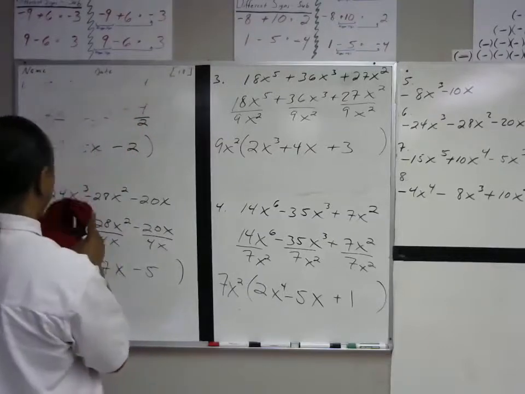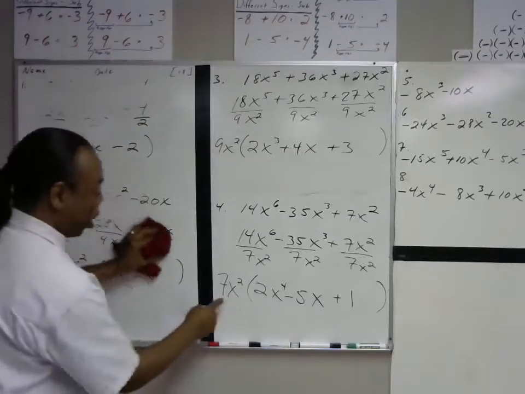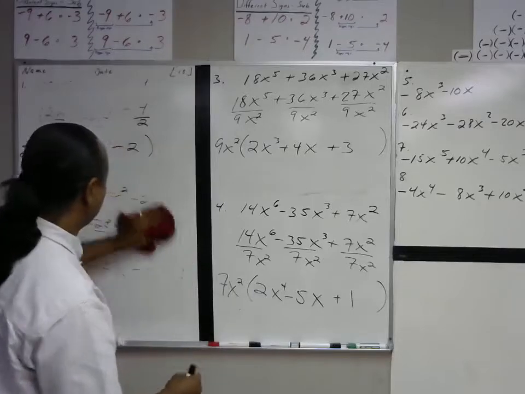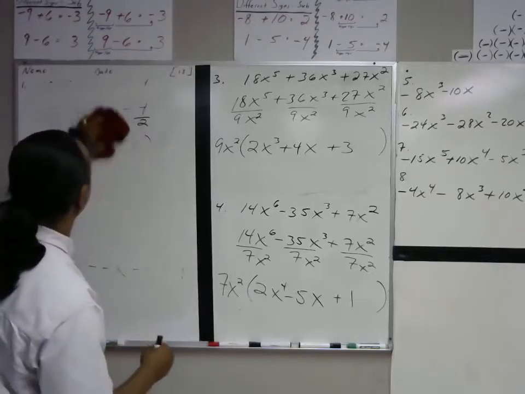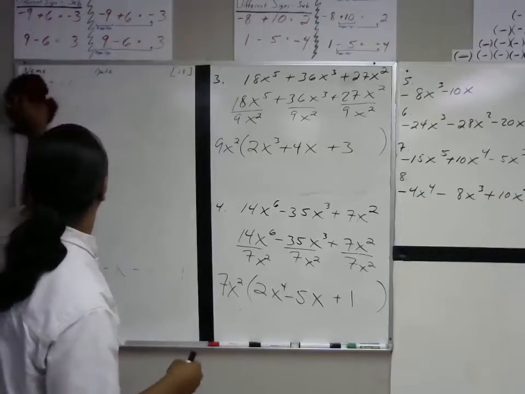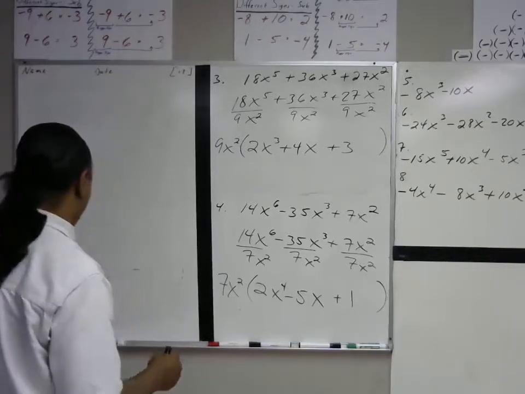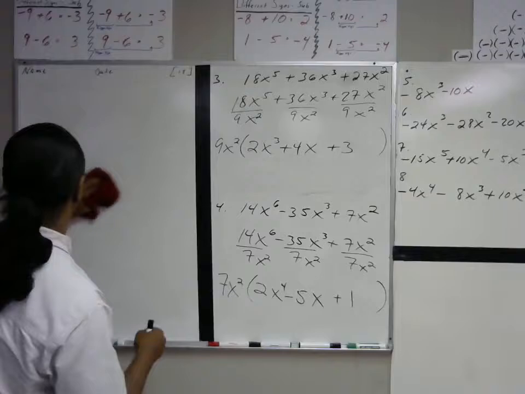If you're ever unsure about your answers, you can use the distributive property here to see if you arrived at the right answer. So a way of checking our factoring is to distribute.